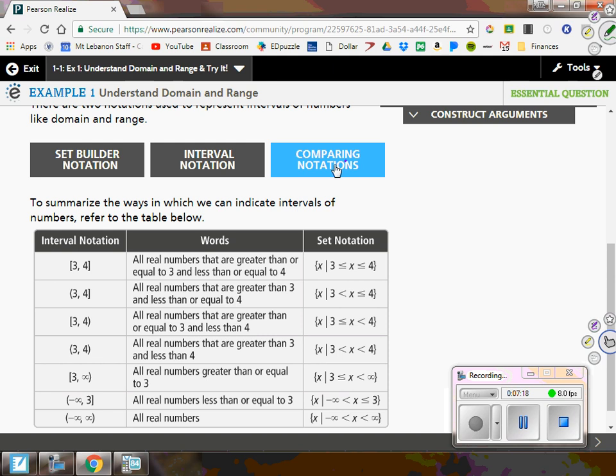Here are some examples. I'm going to leave you with these. So what I'd like you to do is take a few minutes to take a look at this table here. It's showing you what a domain would look like in interval notation on the left, in set notation on the right, and using words in the middle. All right, I'll leave you with that. And when you're finished, when you think you have a good handle on that, I want you to do the try it problems at the top of page 2 for example 1. And we'll go over those tomorrow in class.